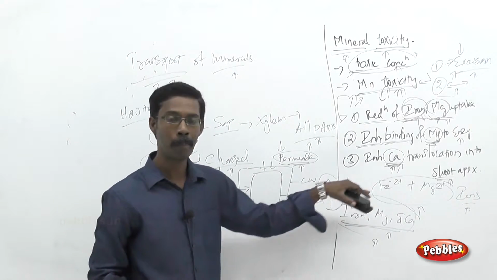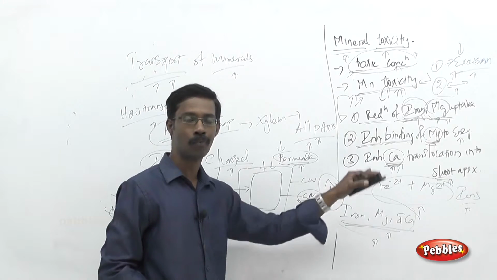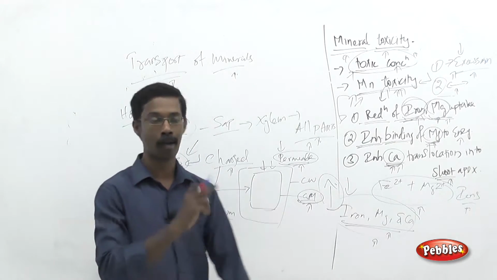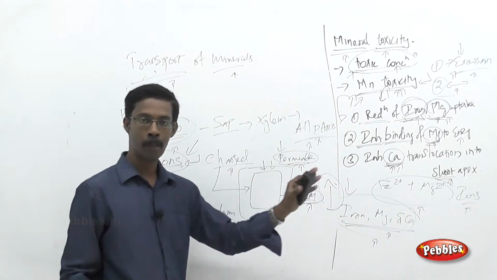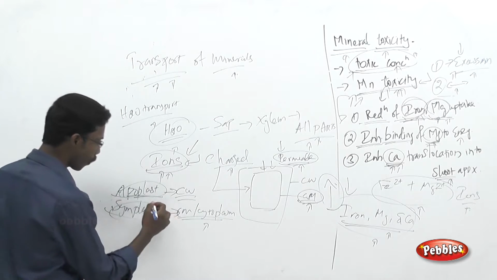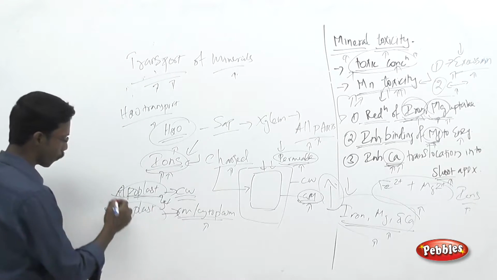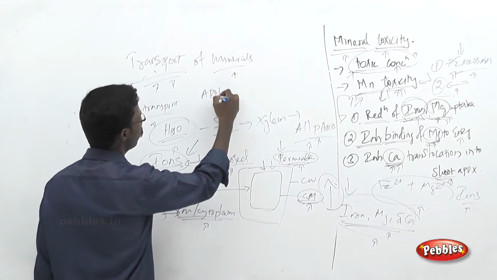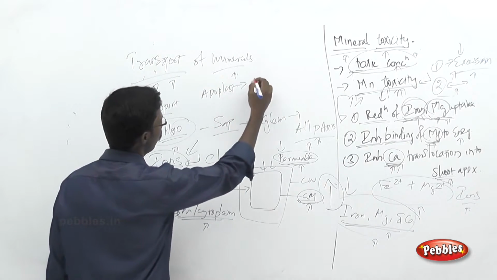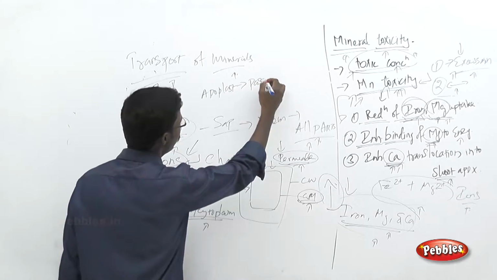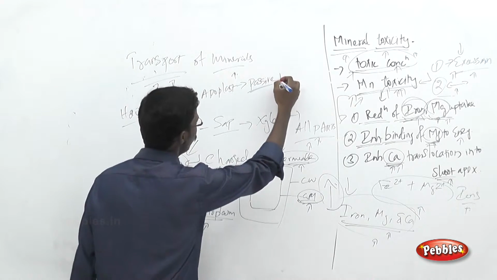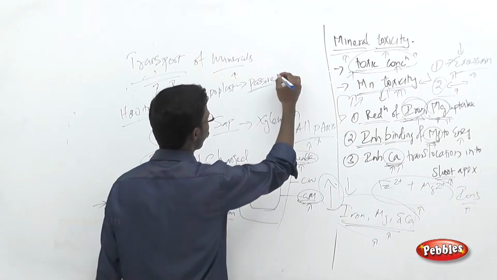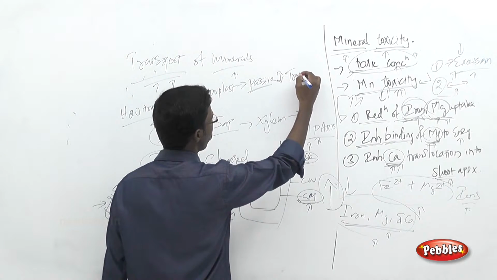Through the cell wall, by means of apoplast, minerals can transfer from one cell to another up to the xylem. But the point you have to remember here, the difference between apoplast and symplast, is that apoplast will not be inhibited by the cell wall. So it doesn't need energy to transport. The transport is by means of passive transport.